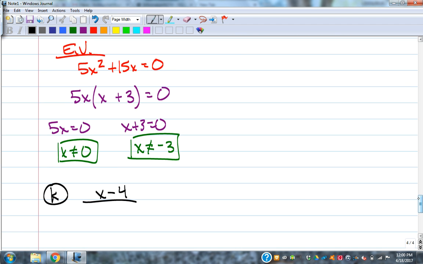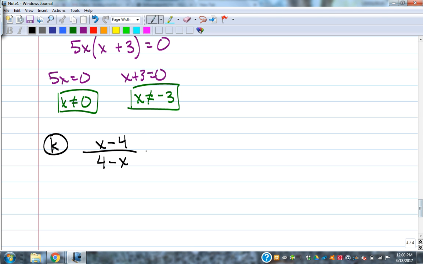All right. So x minus 4 over 4 minus x. It's kind of a strange looking one. What's wrong with the denominator? It's not in descending order. So we want to write it in descending order. So I'm going to rewrite that: x minus 4 over negative x plus 4. That makes it look more like what we're used to.